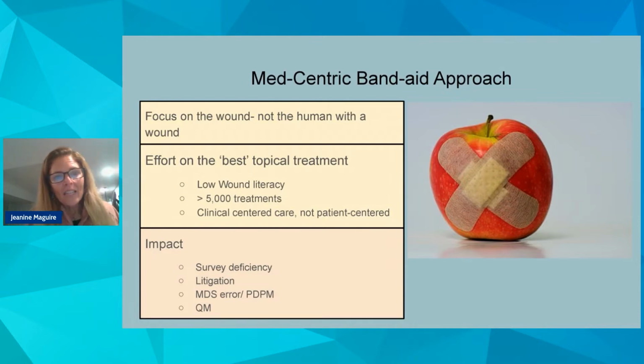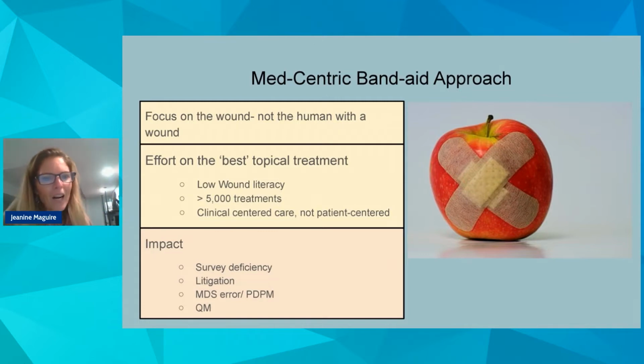And often the care is clinical-centered care, meaning the goals are set by us as clinicians and not really diving deep to find out what the patient, the resident, is really willing to do. What do they really understand? And if they understood what it took to get to healing, would healing really be the goal?